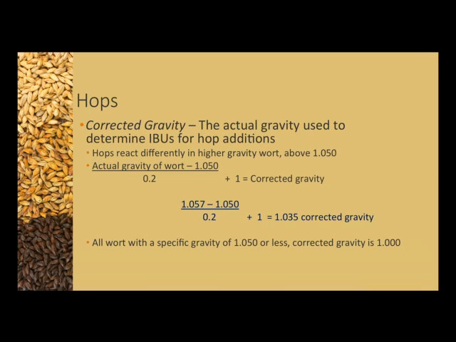To calculate corrected gravity, subtract 1.050 from the actual gravity of the wort. Divide the difference by 0.2 and then add 1. To calculate the corrected gravity for our recipe, we subtract 1.050 from 1.057 to get 0.007. Divide 0.007 by 0.2 to get 0.035. Then add 1 to get a corrected gravity of 1.035. For all wort with a specific gravity of 1.05 or less, the corrected gravity is 1.